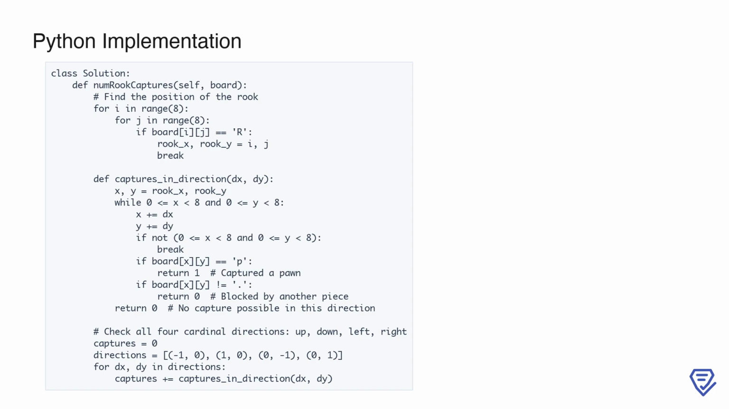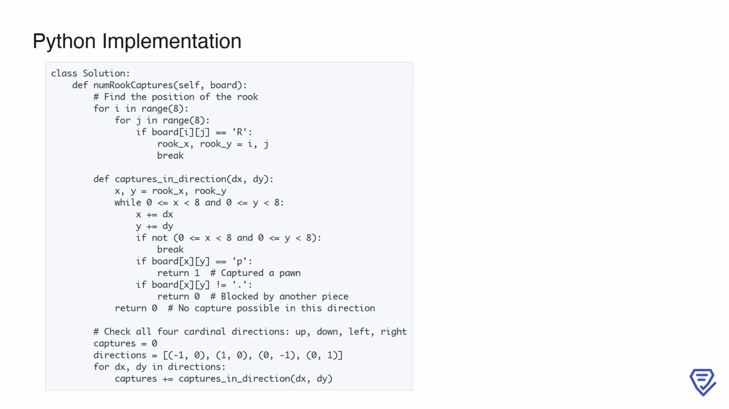Next, we define a helper function called captures_in_direction, which takes 2 arguments, dx and dy, representing the direction of movement. Starting from the rook's position, we move step by step in the specified direction by updating x and y. If we encounter a pawn, represented by p, we return 1, indicating that a pawn can be captured. If we encounter any other piece, such as a bishop or queen, or move out of bounds, the function stops and returns 0, as capturing is no longer possible in that direction. If the path remains clear but no pawns are encountered, we also return 0 for that direction.